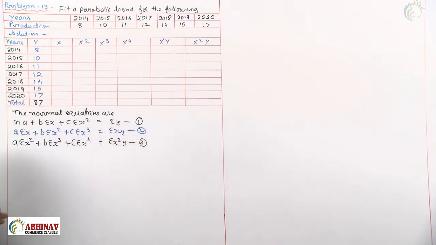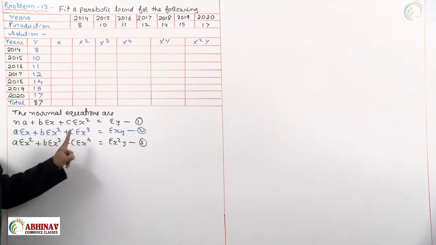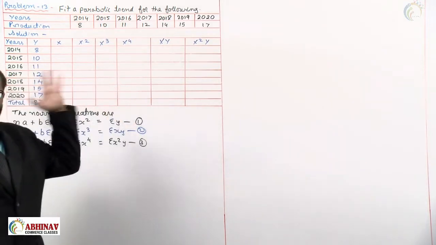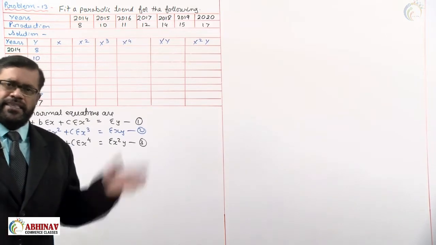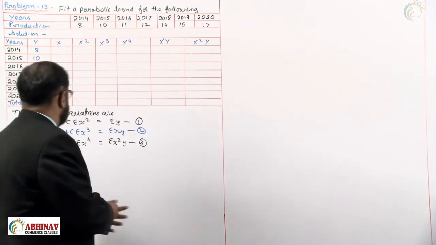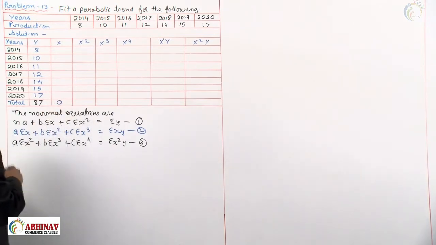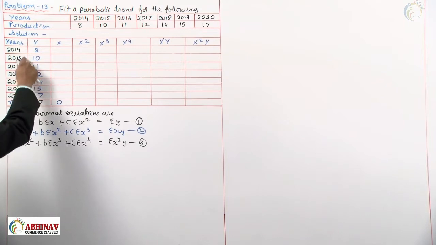So what all we require, the columns are x square, x cube, x raised to 4, xy and x square y. Those columns we have prepared. So when you write down the normal equations, we understand which columns we require. First, we'll start with the x values. The total of x has to be 0. Check out how many years are given: 1, 2, 3, 4, 5, 6, 7.